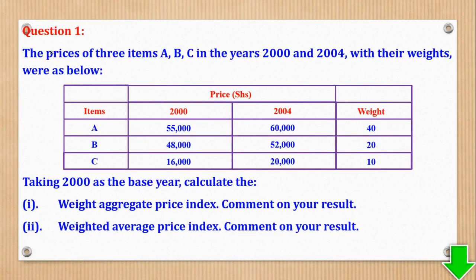So with that, let's go through these questions. Question 1 says the prices of 3 items A, B, C in the years 2000 and 2004 with their weights were as follows. Previously we have been given items and prices, but now they add on the weights. So taking 2000 as the base year, calculate: one, the weighted aggregate price index and comment on your result; two, the weighted average price index and comment on your result.